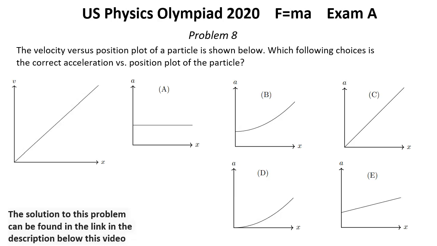Solution for problem number 8. The equation for this graph, velocity versus position, is v equals cx, where c is a constant. Let's take the first derivative of both parts. That will be acceleration a equals cv, but v equals cx. It means that acceleration equals c squared x, and this is exactly a linear dependency, which is graph C. So that was the answer for problem number 8, graph C, and that was the solution for this problem number 8.